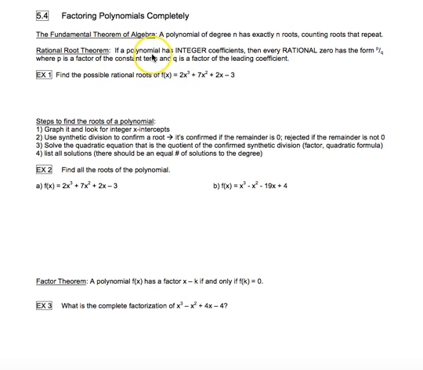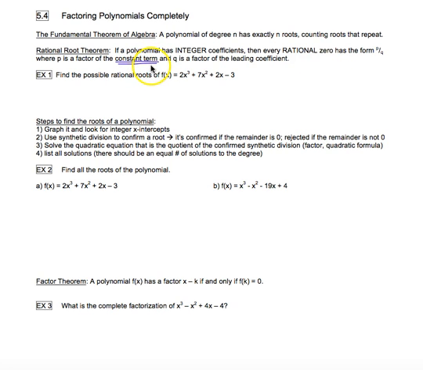The rational root theorem, they'll definitely ask you to do this on the quiz, and it says that if a polynomial has integer coefficients, so this doesn't work if the coefficients are decimals or fractions or square roots or anything like that, but if it does have integer coefficients, then every rational zero, so again, that doesn't include imaginaries or square roots, but all the rational zeros take the form p over q, where p is a factor of the constant. So it's very important that you know which one is p and which one is q.